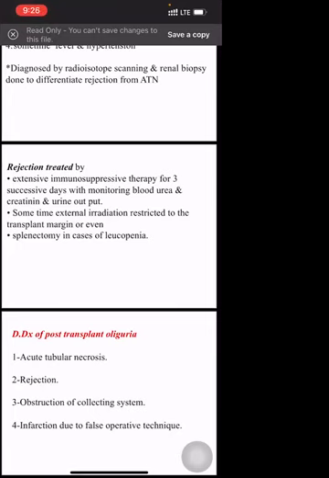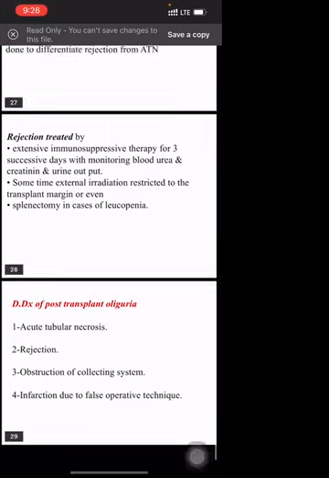Okay. Sometimes external radiation restricted to the transplant margin or even splenectomy in case of the leukopenia.